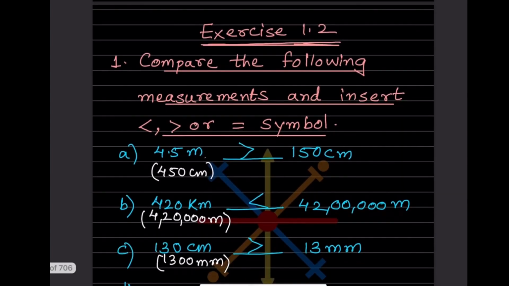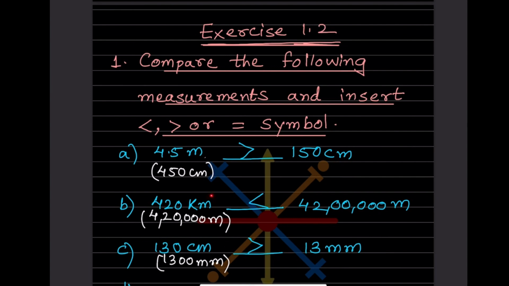So what I have done over here is I have written directly that it is 450 centimeter. So isn't that easy now? So now you know this is in centimeter and this is also in centimeter. So which is the bigger number? So now you can say that 4.5 meter is bigger than 150 centimeter. Hope you got this one. So now let us go for the next one.